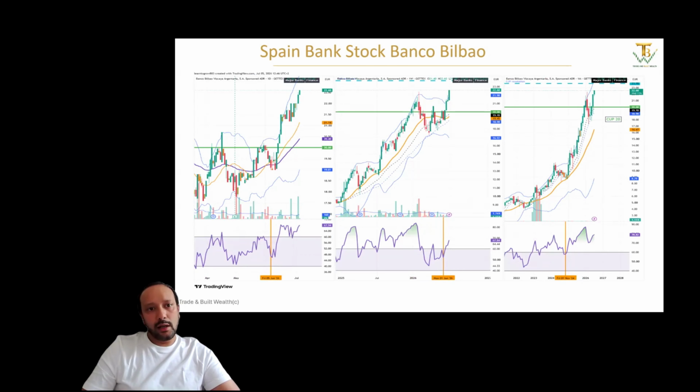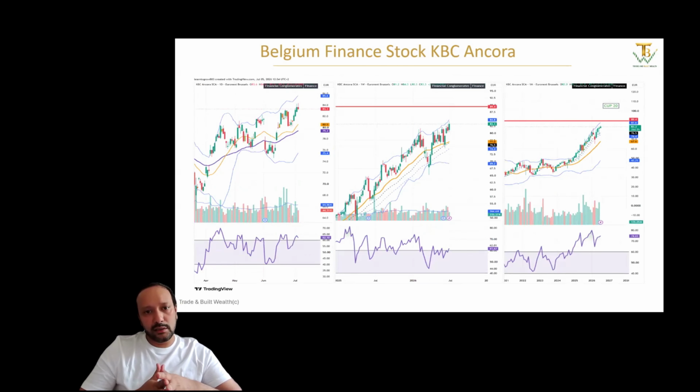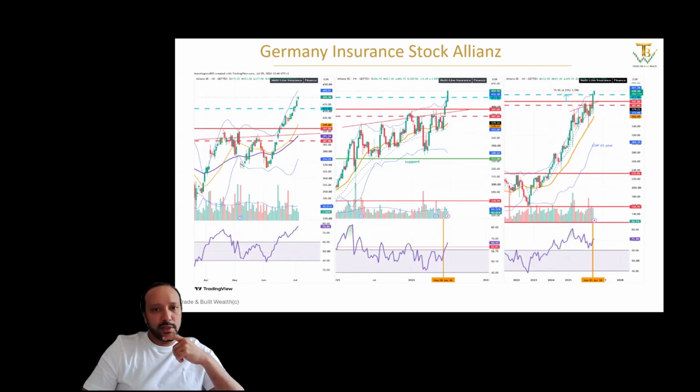And then from the Belgium finance sector, there's another stock called KBC Ancora, which I'll be tracking for myself. But this one still has a resistance, so I need to wait until the resistance gets cleared out comfortably, and then I can go into this stock as well. And from the Germany insurance sector, Allianz made a breakthrough after 25 years almost. So let's see if it sustains it and moves forward, then this will also be a good one.